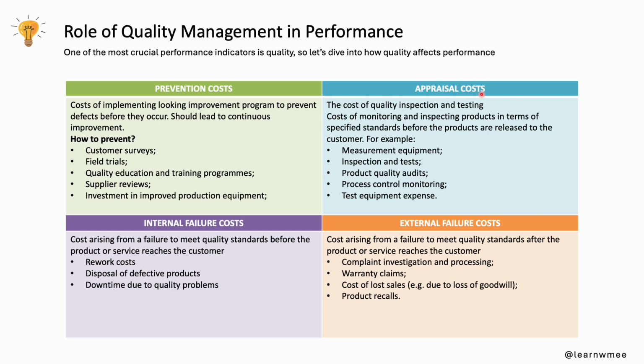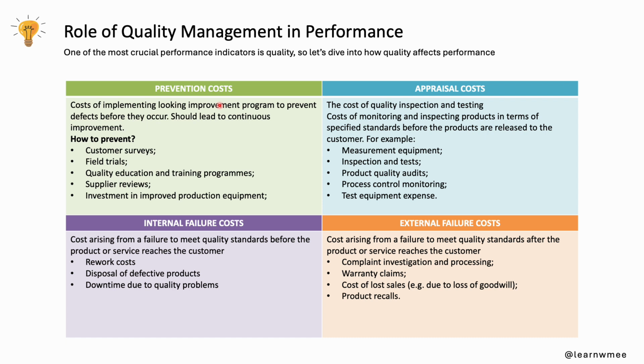Then we have appraisal costs, the cost of quality inspection and testing, the cost of monitoring and inspecting products in terms of specified standards before products are released to the customers. So these are the quality checks that you conduct to ensure it is fit to use. Measurement equipment, inspection and tests, production quality audits, process control, monitoring, test equipment expenses. Whenever we talk about these things, you should directly link them to appraisal cost. And whenever you hear about those things, you should directly link them to prevention costs.